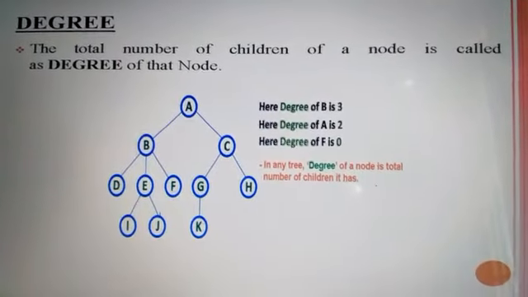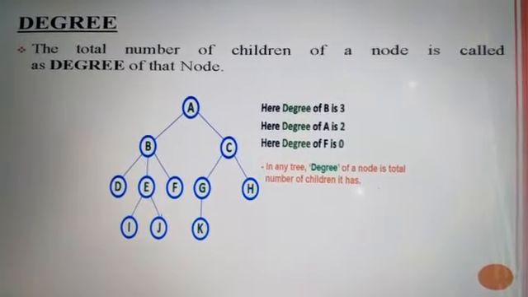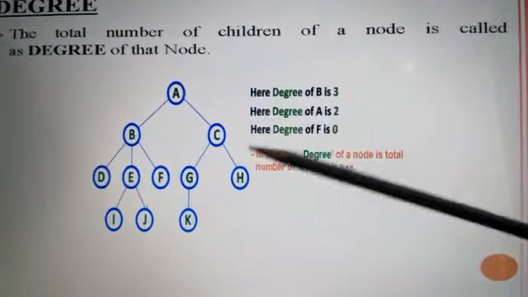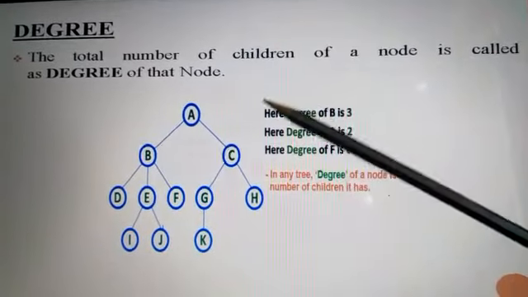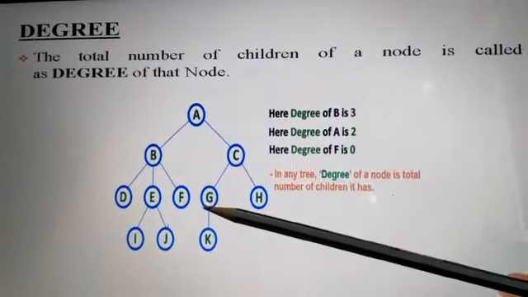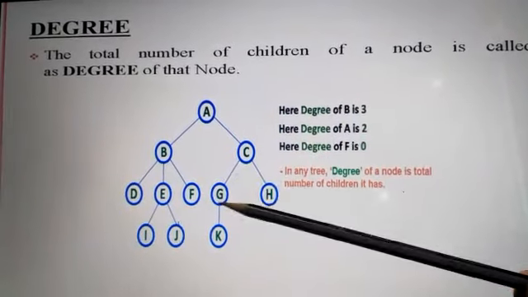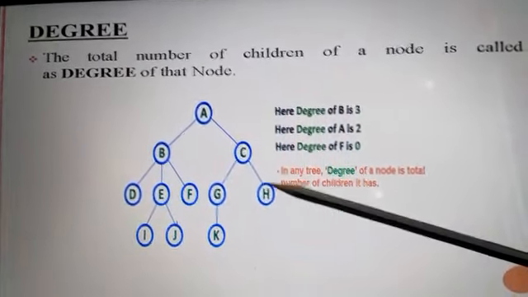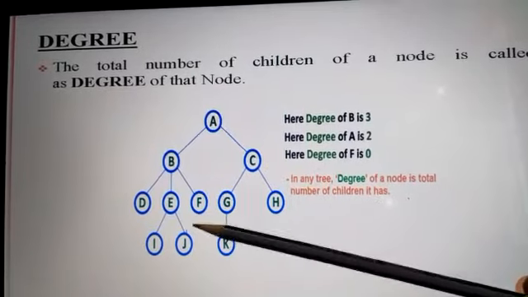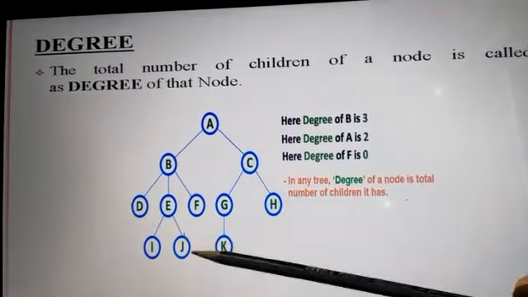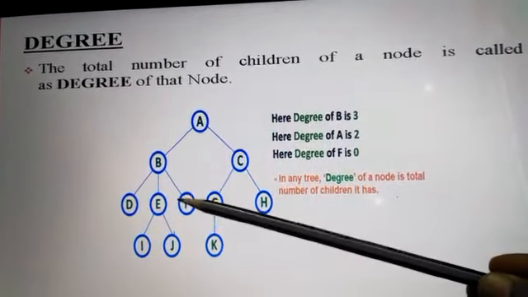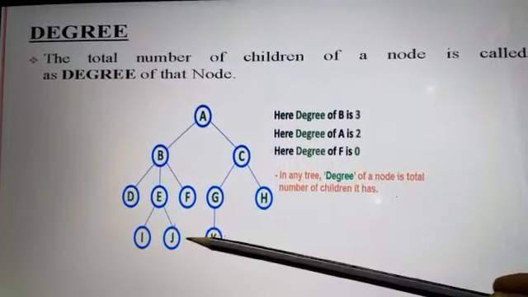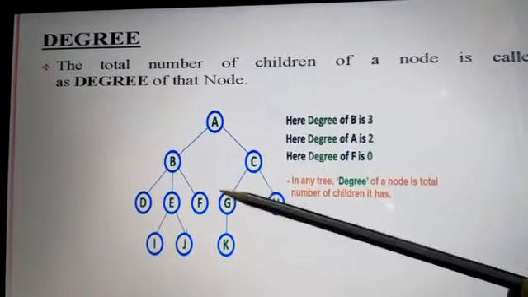Next, degree. Degree refers to the total number of children. Here A has 2 children, so the degree of A is 2. B has 3 children, so the degree of B is 3. C has 2 children, so the degree of C is 2. E has 2 children, so the degree of E is 2. F has 0 children, so the degree of F is 0.